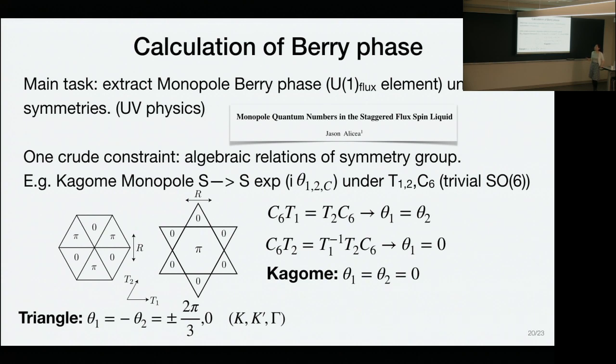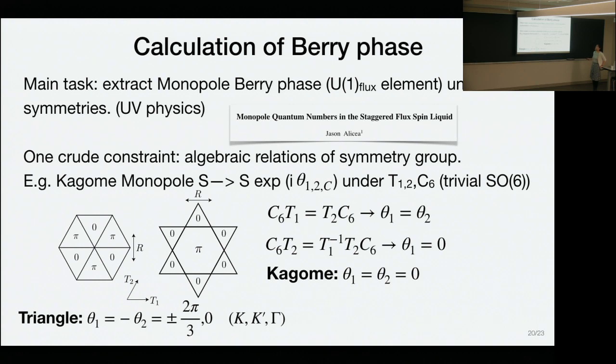Jason and Alicia have already attempted to calculate such a Berry phase on the square lattice. And the first crude constraint is that since monopole operators are local operators, their symmetry quantum numbers should satisfy the algebraic relation faithfully of the SO(6), the low energy symmetry group. And by a stroke of luck, we are actually able to fix the translation Berry phase on the honeycomb lattice purely from this algebraic relation.